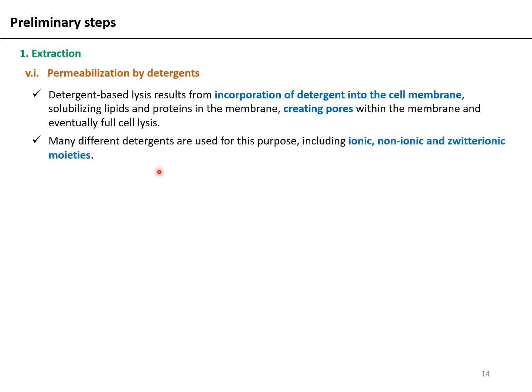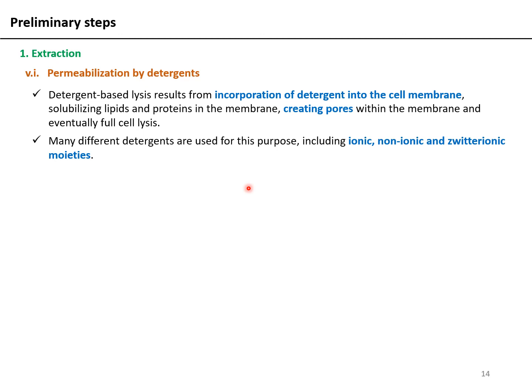So many different detergents are used for this purpose, including ionic, non-ionic and zwitterionic moieties. Now what kind of detergent you will be using is dependent on what cellular system you're going to purify your protein from.